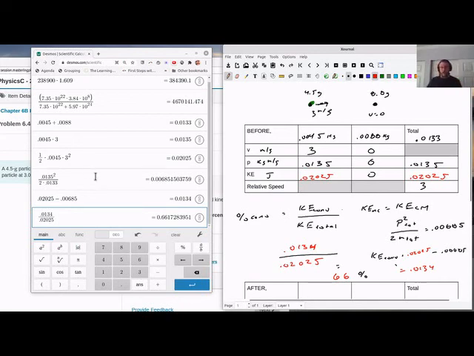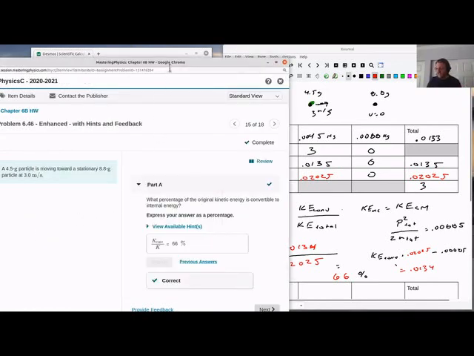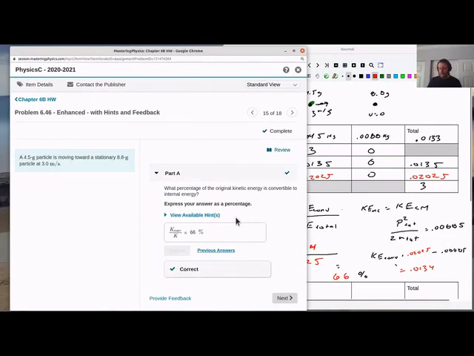But just to review quickly, the fundamental idea is the convertible energy is whatever amount of the total isn't stuck with the center of mass, since the center of mass must keep doing what it was doing. And so we found the difference, then we divided to get the percentage. So 66% of the energy in this system is convertible.